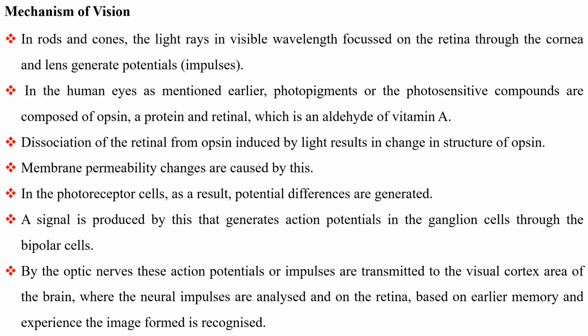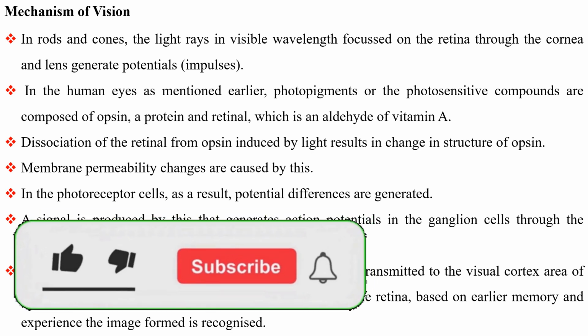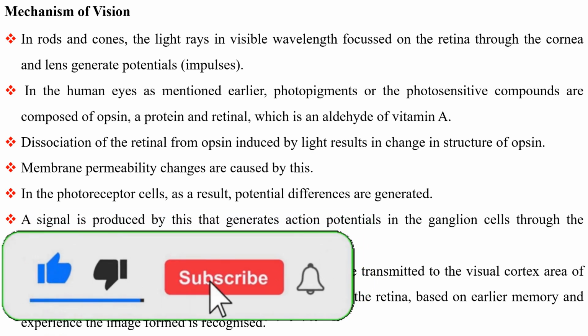Mechanism of vision. In rods and cones, the light rays in visible wavelength focused on the retina through the cornea and lens generate potentials. In the human eyes, as mentioned earlier, photopigments or the photosensitive compounds are composed of opsin, a protein, and retinal, which is an aldehyde of vitamin A.